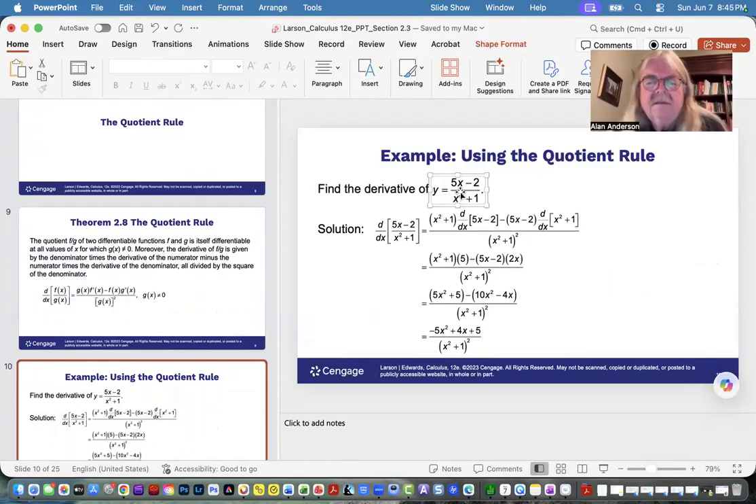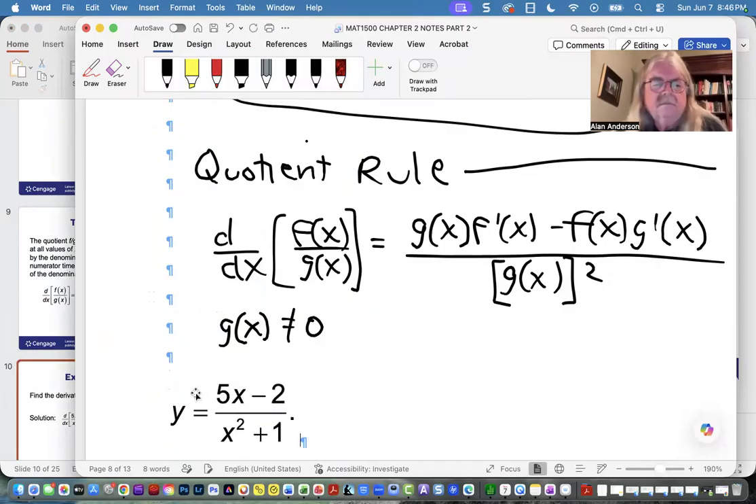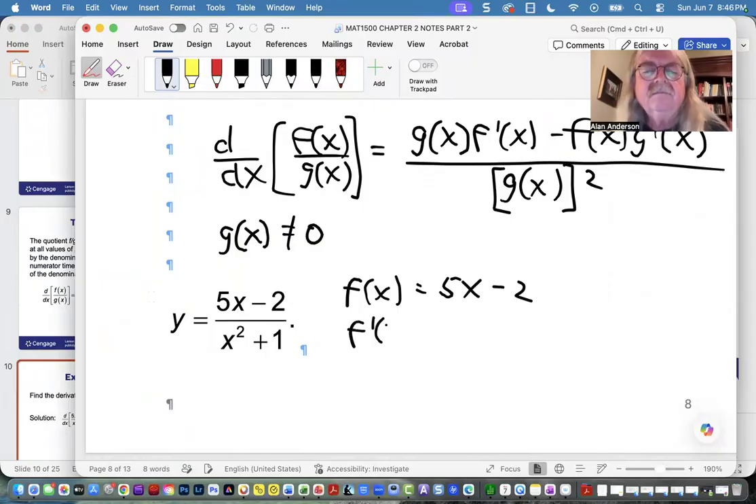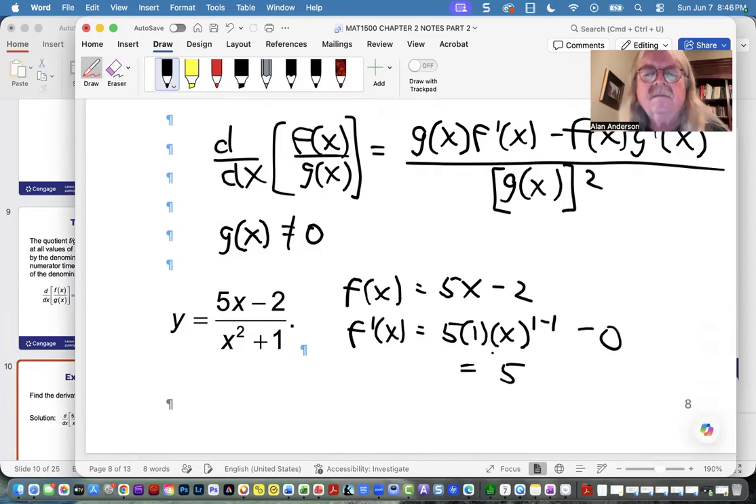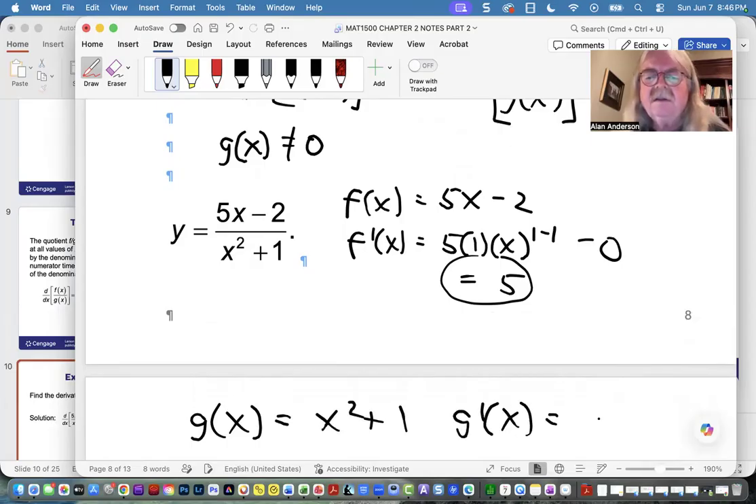All right, here we go. So that means f of x is the numerator, 5x minus 2. So the derivative is just 5. G of x is x squared plus 1, g prime of x, 2x.